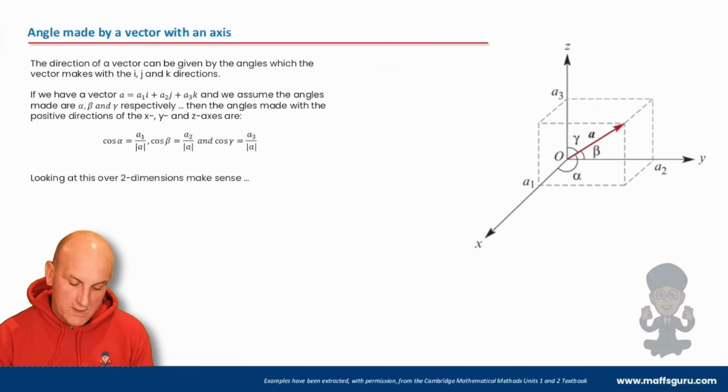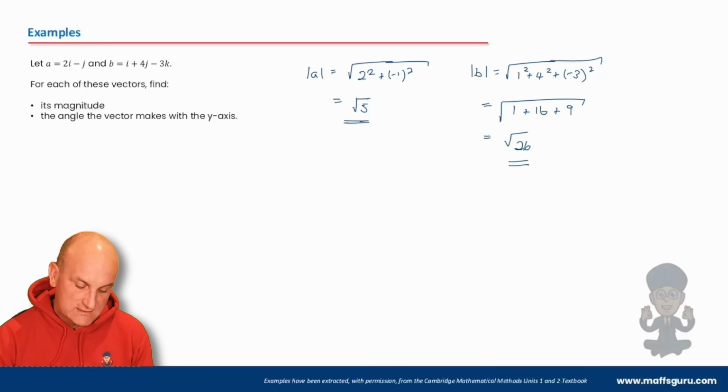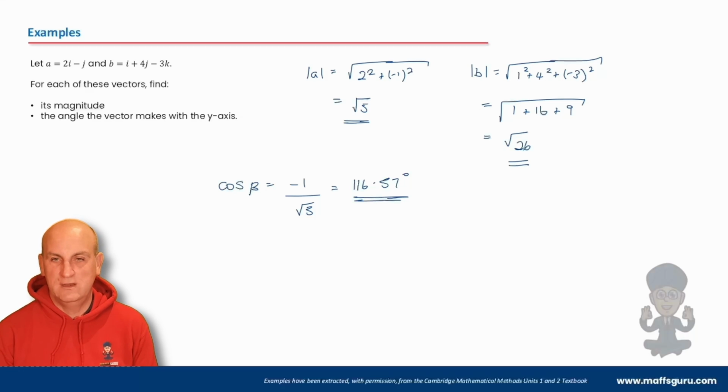All right, so now the angle the vector makes with the y-axis. If we go back to my y-axis, the cosine of beta is equal to a2 on the mod of a. What on earth is this a2? Well, again, if it's with the y-axis, we actually need whatever's in front of the j term to be able to do it. Okay, right, so let's do the first one first, where we've got a. So the cosine of, let's call it beta, is equal to whatever's in front of the j term, which is minus 1, divided by its modulus of root 5, which when we put that into the calculator is roughly 116.57 degrees. Okay, now again, it didn't say to do it in degrees, but it makes sense because you're looking for an angle.